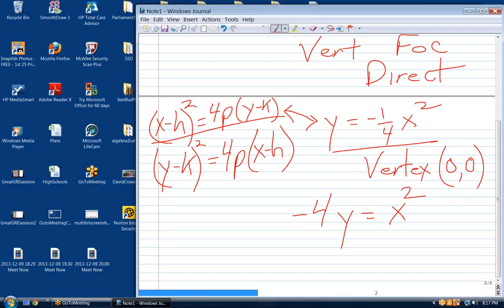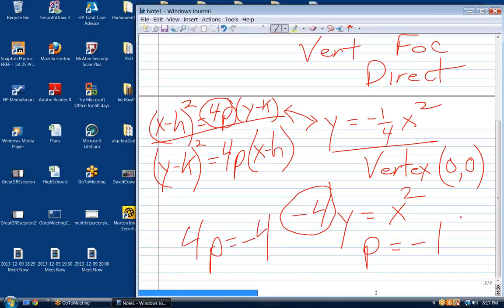But I can still calculate p now. I have everything I need to figure out what p is. Equate 4p with this coefficient and then solve for p. -1. Yeah, so p is -1 because 4p is equal to -4.